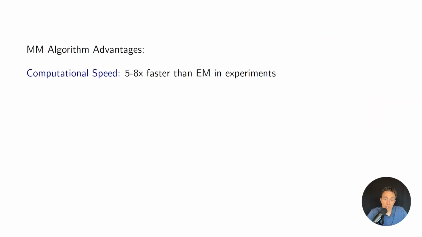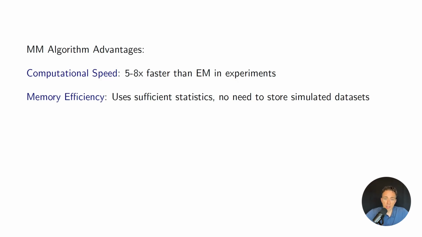So what are the advantages of the MM algorithm? Well, speed. In this paper that I introduced, the MM algorithm has about a 5 to 8x speed up over the EM algorithm in the experiments that were run. It also is going to be memory efficient because you don't have to store intermediate data sets as part of the algorithm. You just grab your sufficient statistics from your data and then you go.